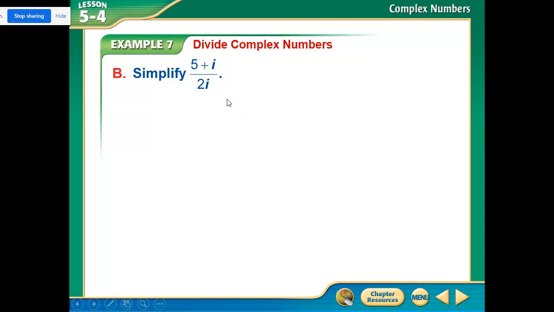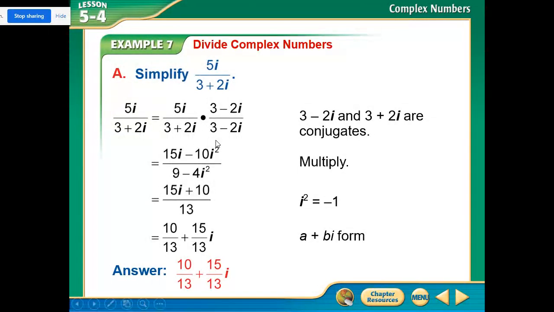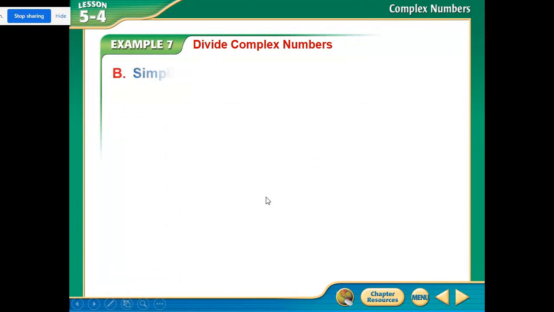All right, look at this one. Notice this one does not have a plus or a minus in the denominator. This one's actually a little bit easier because of that. If I go back to this one, notice that we had that plus in there. So we had to do this whole conjugate thing, which made it a much longer problem.